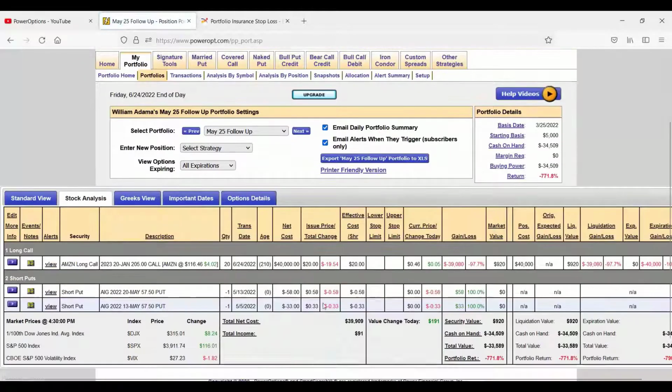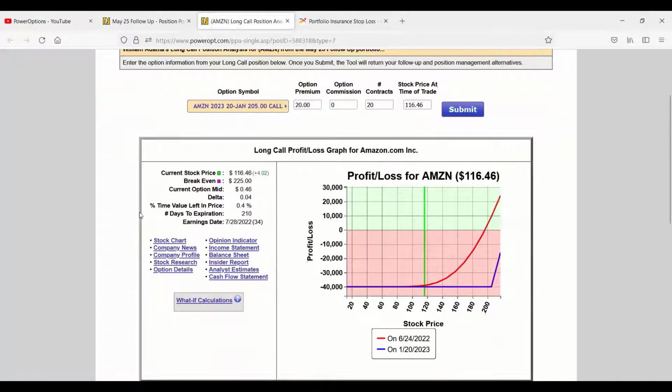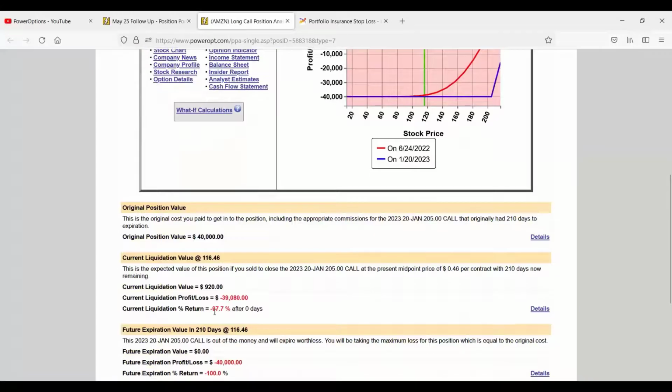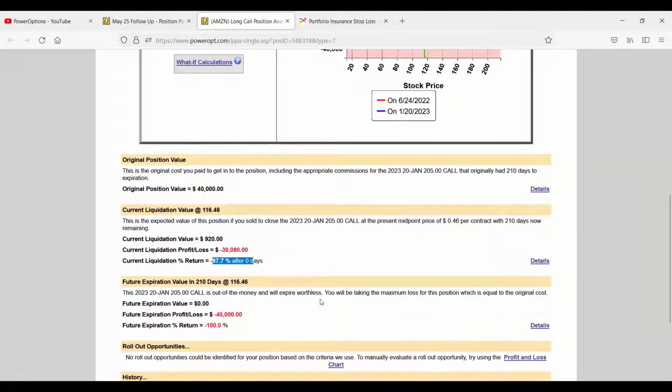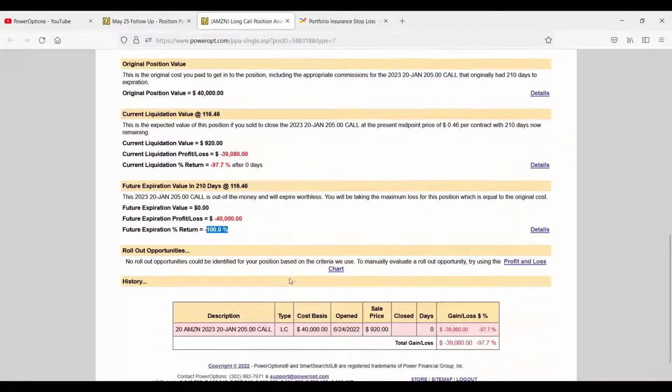All right. So now as I'm tracking any position in the Power Options portfolio tools, whether it be a covered call, maybe a spread trade, maybe a bear call to begin with, I'll click the More Information button, Victor, go to Position Actions, and then Position Analysis. This gives us a breakdown of our current position, our current loss, that's where the 97, 98% loss we were talking about, and our future expiration value if we don't do anything and the stock stays at the same price. And then there's a section for rollout opportunities.